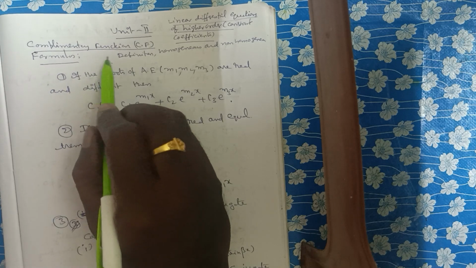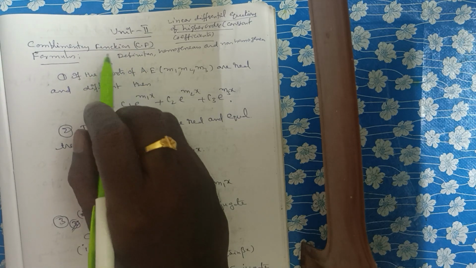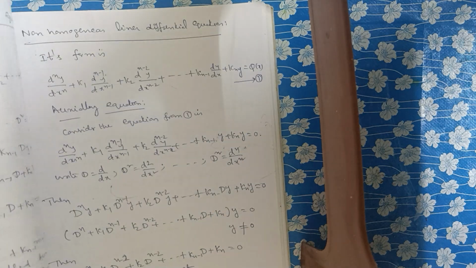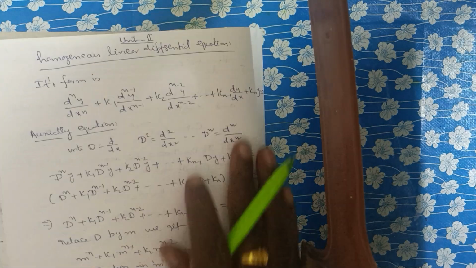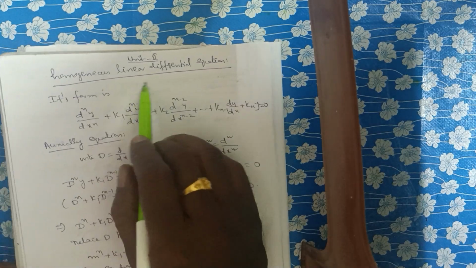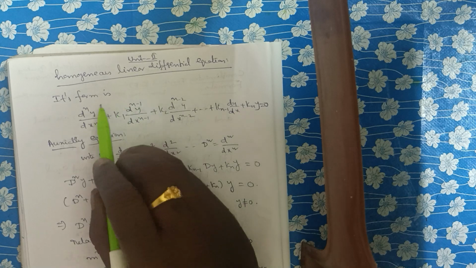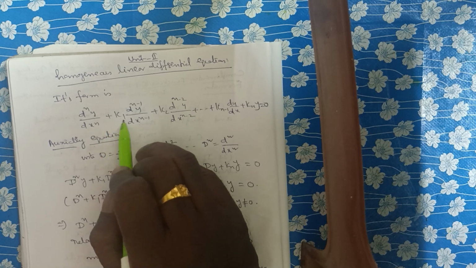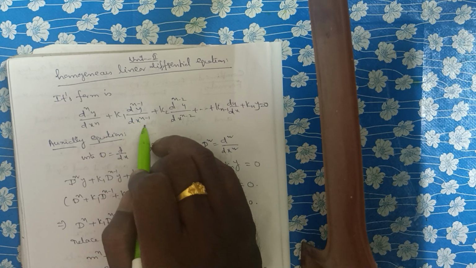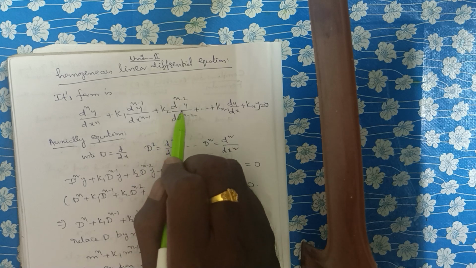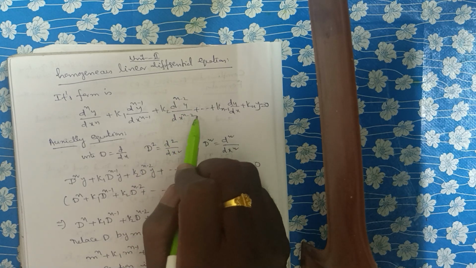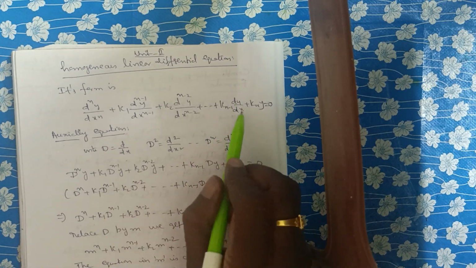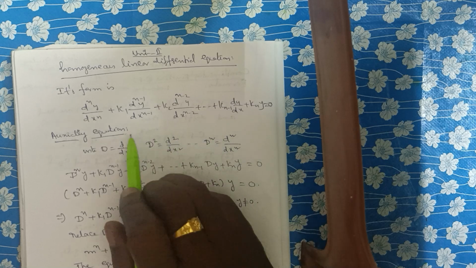Before knowing about the unit 2, first we know about the complementary function. The complementary function concept came from the homogeneous linear differential equation. The homogeneous linear differential equation has the form d^n y/dx^n + k1 d^(n-1) y/dx^(n-1) + k2 d^(n-2) y/dx^(n-2) + ... + k(n-1) dy/dx + kn y = 0.